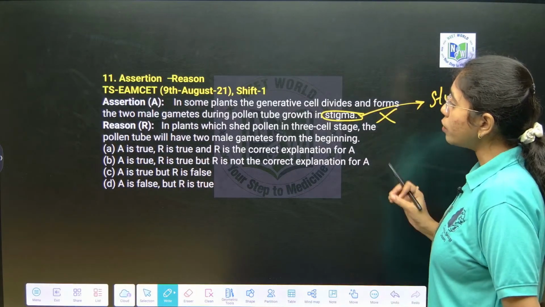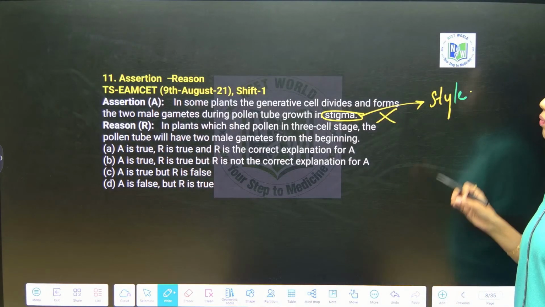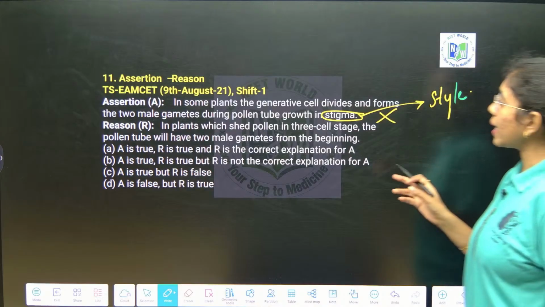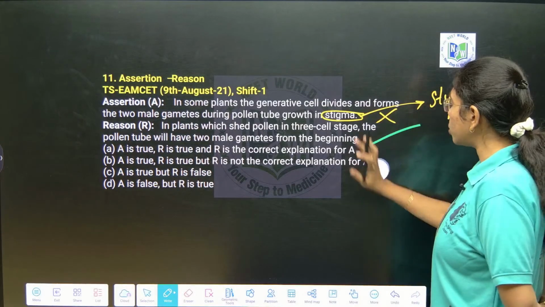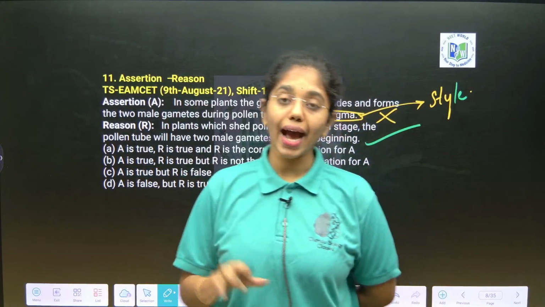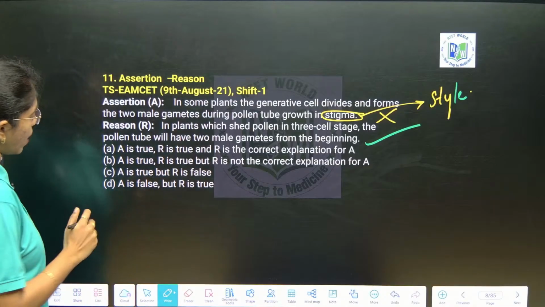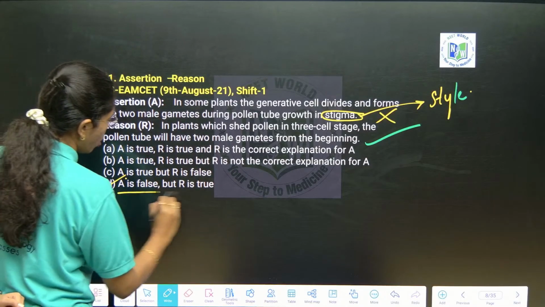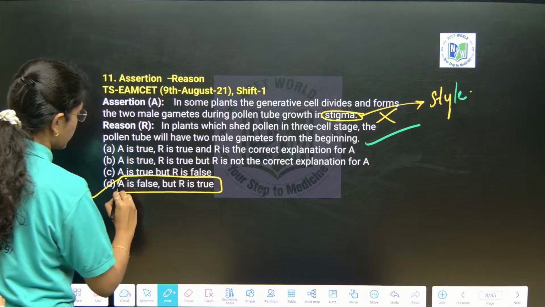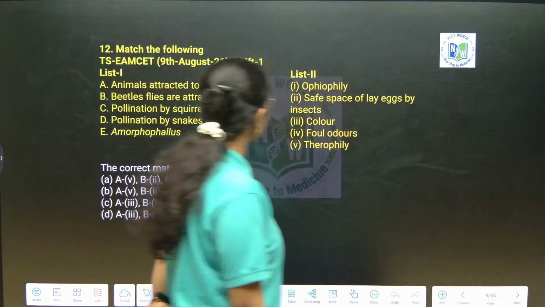The plants which shed pollen in the 3-celled stage, the pollen tube will have 2 male gametes from the beginning. True, the pollen tube will have 2 male gametes from the beginning in those pollen grains which are shed at the 3-celled stage. So here assertion is false and reason is true. Option D is the right answer. Clear, right?